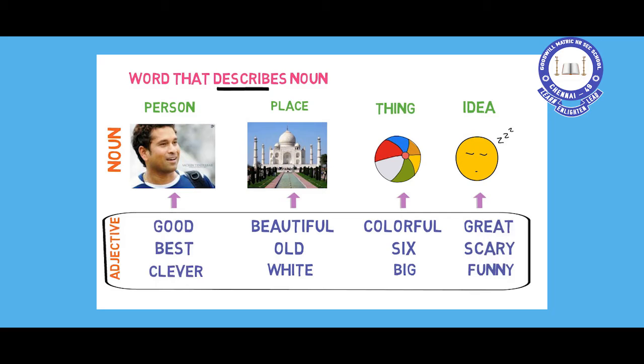For example, here you can see the describing word. So if it is Sachin, he is a good person, or I can say he is the best cricketer. In the same way, for a place, it is Taj Mahal. I can say Taj Mahal is a beautiful place. Taj Mahal is an old building. In the same way, for things like a ball, it is a colorful ball. For an idea like dream, scary. So these are ideas.